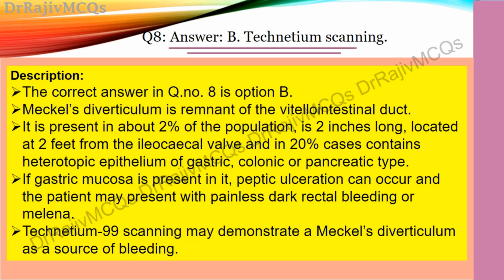If gastric mucosa is present in it, peptic ulceration can occur and the patient may present with painless dark rectal bleeding or melena. If the stomach, duodenum and colon are excluded as a source of bleeding by endoscopy, technetium-99 scanning may demonstrate Meckel's diverticulum as the source of bleeding.